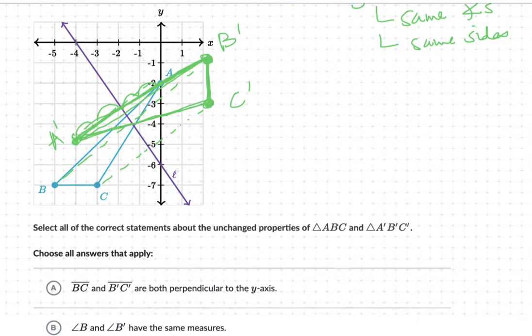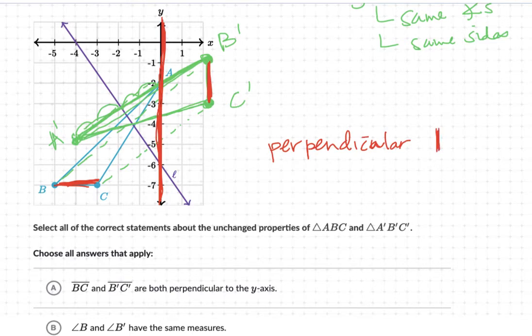They want to know, is side BC, this one right here, and side B prime C prime, are they both perpendicular to the y-axis? Here's the y-axis right here. Perpendicular means that you're going in opposite directions. One's going up and down, the other one's going left to right. That's the opposite of parallel. Parallel would be like if they're going in the same direction.